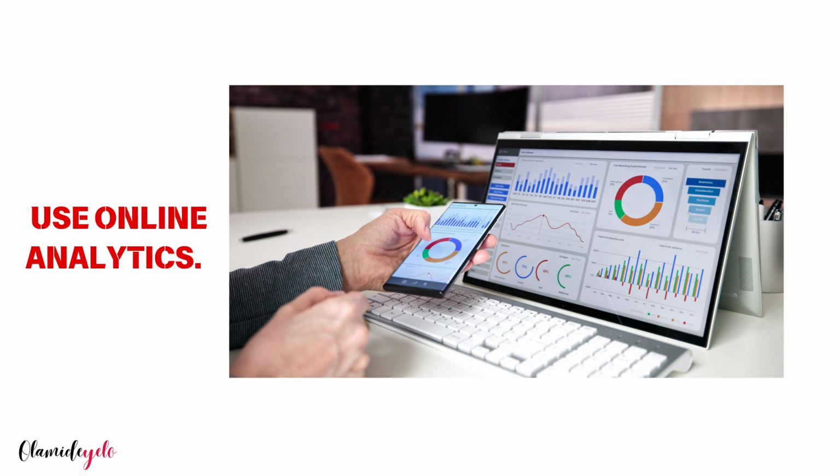But before we go, there's a fifth one. You need to be able to use analytics. You cannot be in business, I tell you, you can't be sharing online or selling without following the data. You need to follow data. So what's the analytics saying?